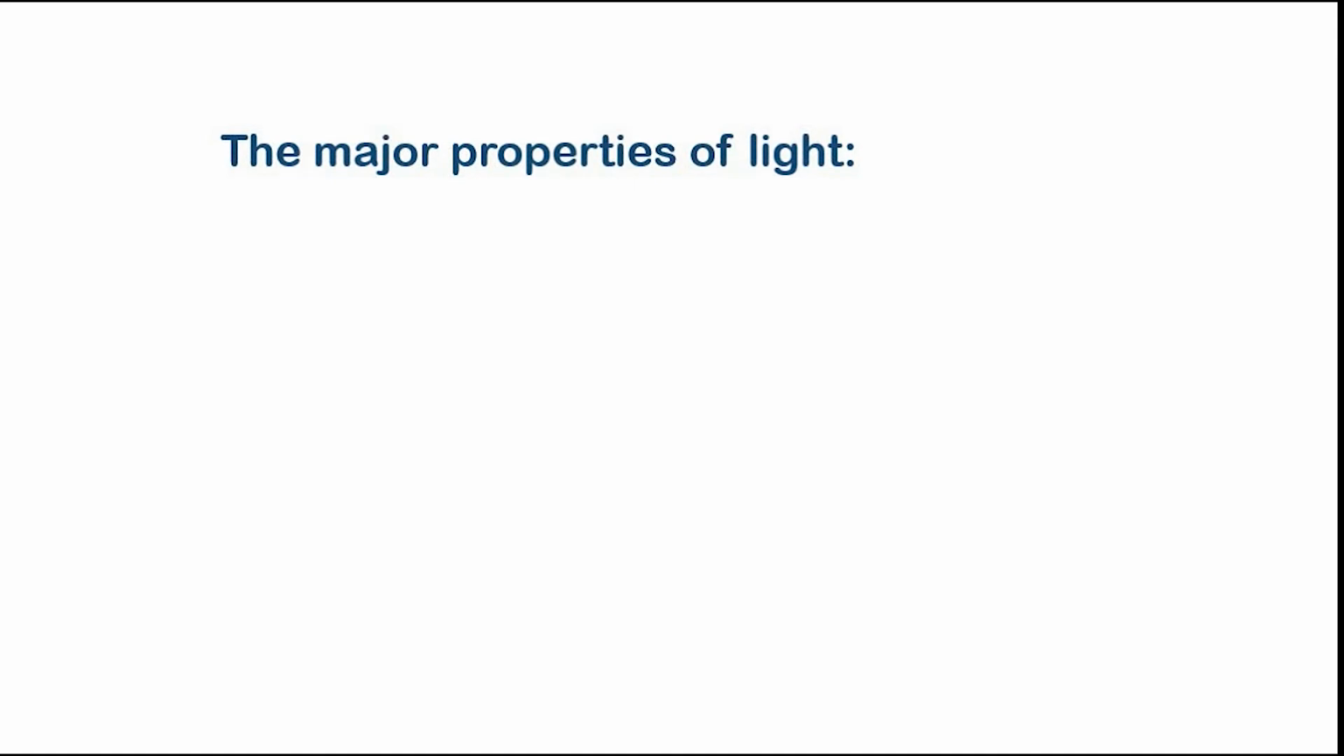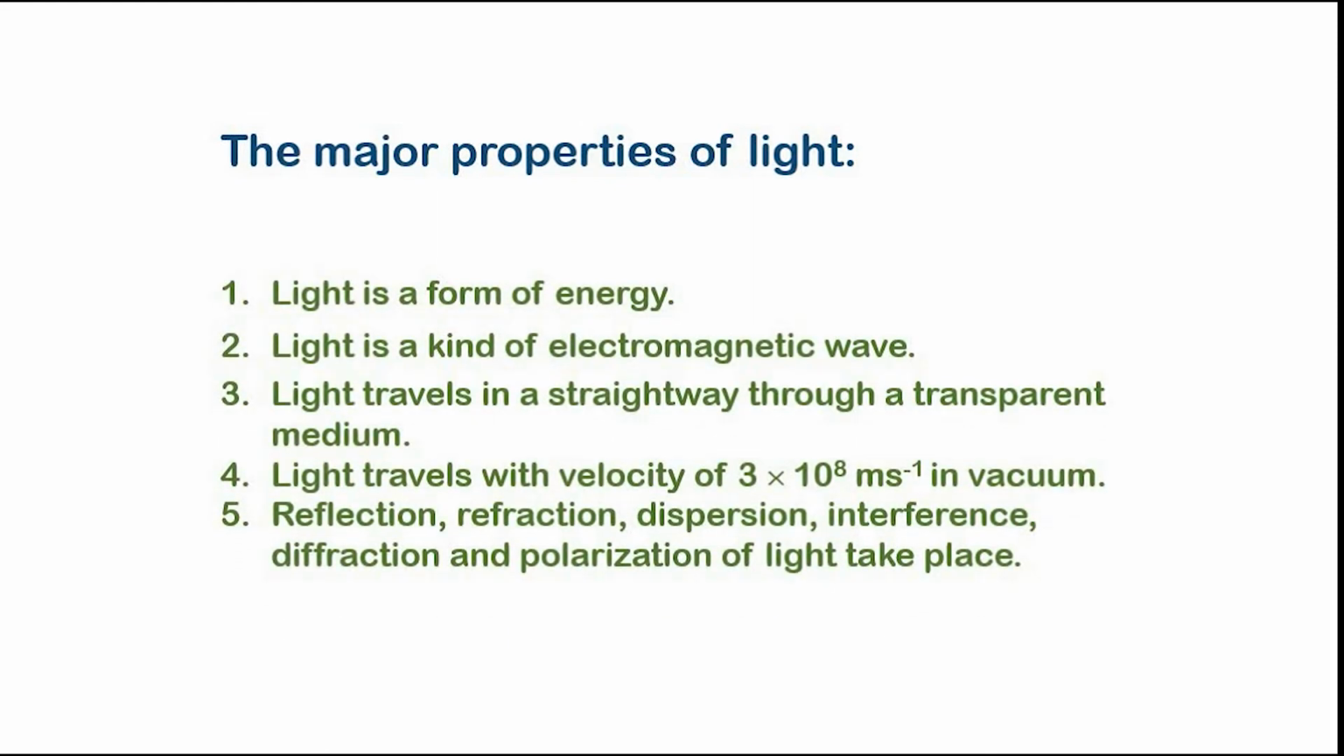What are the major properties of light? One, light is a form of energy. Two, light is a kind of electromagnetic wave. Three, light travels in a straight line through a transparent medium. Four, light travels with a velocity of 3 × 10^8 meters per second in vacuum. Five, reflection, refraction, dispersion, interference, diffraction and polarization of light take place.